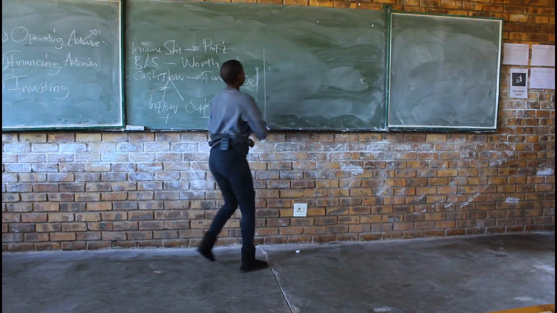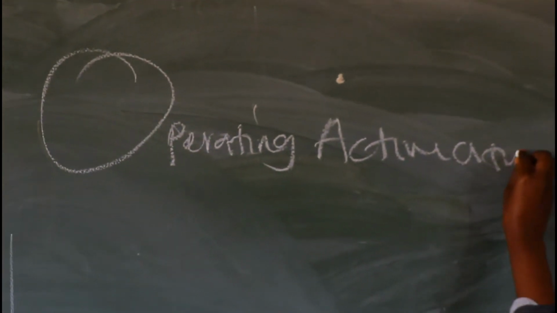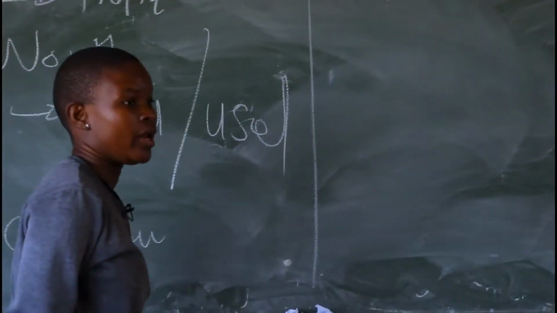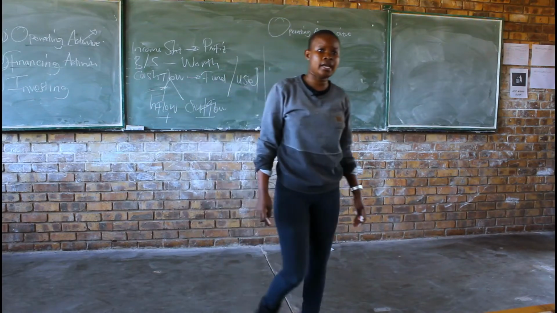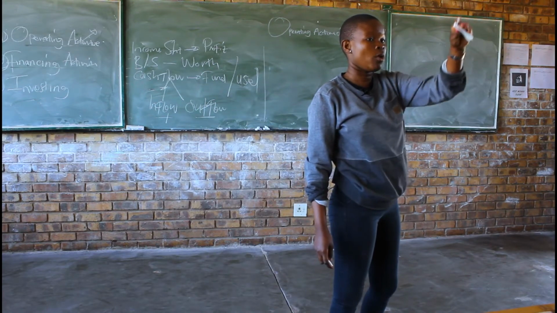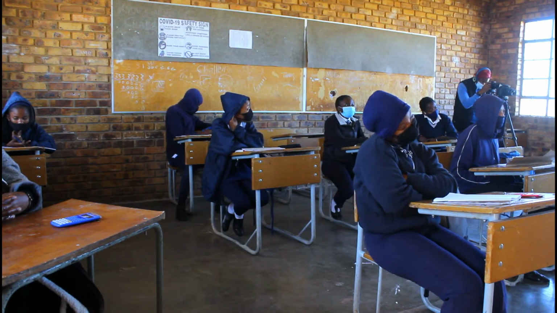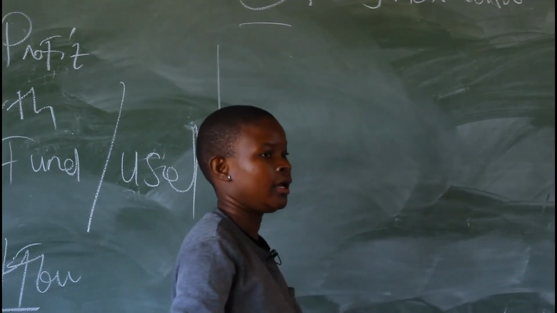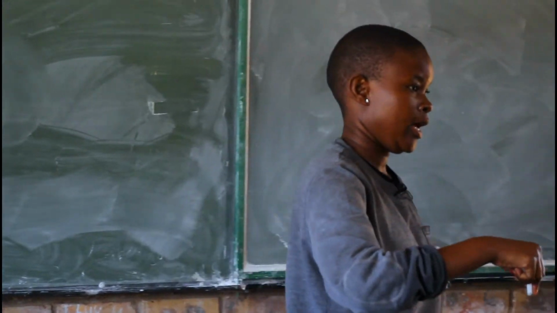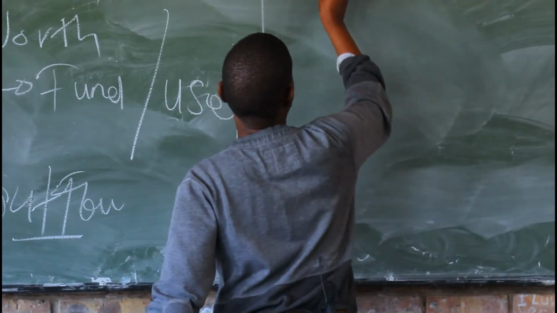Operating activity. Cash flow again. It's cash flow from operating activities. Here you are going to record the first one: cash generated from operating activities.